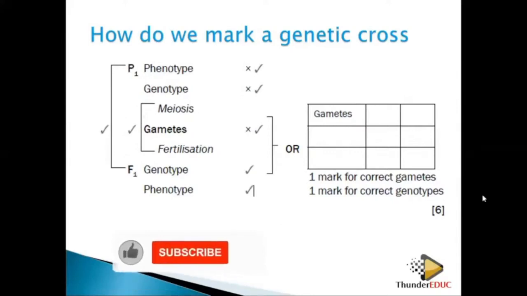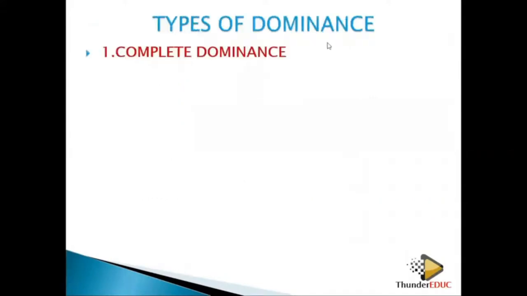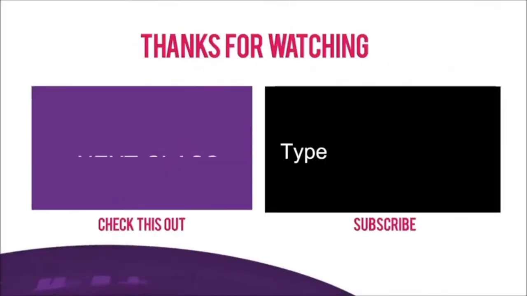We won't give you 6. We will give you 5. Why? Because you did not get this one correct. Maybe you only wrote P1 and you didn't write F1. So you didn't get this one correct. So when you are counting, we first count the compulsory mark and we count the rest. So make sure that when you are crossing it, you maximize all the marks. Okay, let's look at dominance, which are the types of dominance. We can go through them very fast.